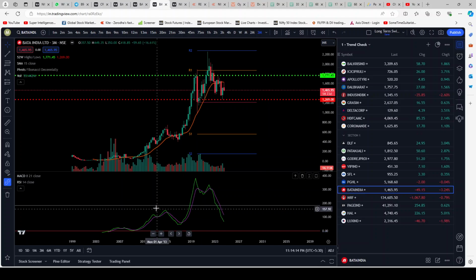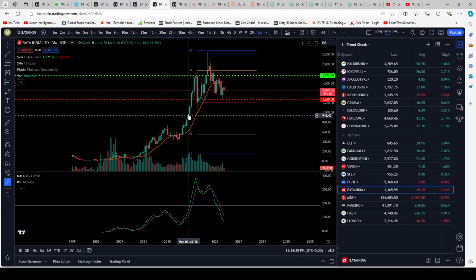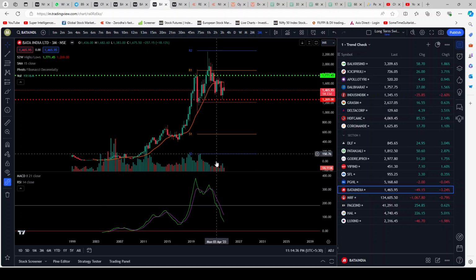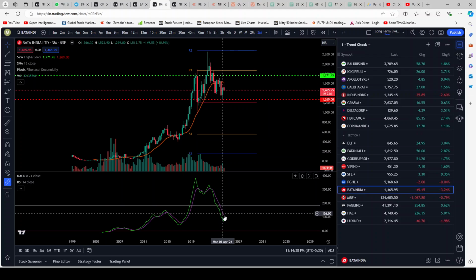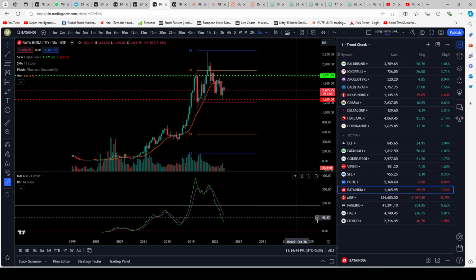Bata India witnessed the first break over here in October 2018. From 2018, when it was about, what was the price? Somewhere about 1,000 rupees. So 2018 to 19, within 1 year, from 1,000 it went up to about 1,800. So 70-80% return it gave. Then it again started falling. Again, when Bata turns and when it goes above this 50% line, that will be the time to enter Bata again.